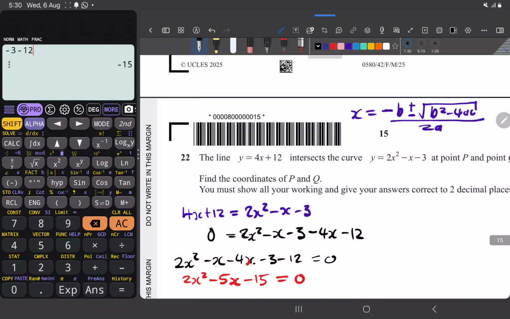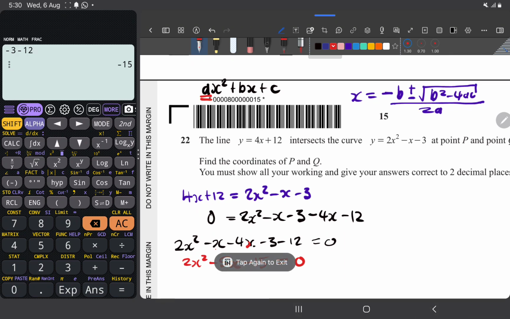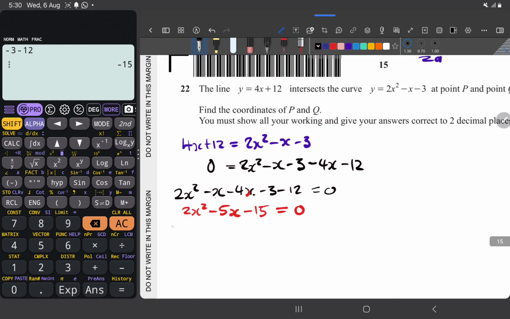Now there are things I want you to see here. For you to use this formula, you would have met something in the form ax squared plus bx plus c. So what is your a? The number before x squared. What is your b? The number before x with its sign. If it's negative, you put it as a negative. Then c is the last number that stands alone. So in here, my a is 2, my b is negative 5 because it's the number before x, and my c is equal to negative 15.